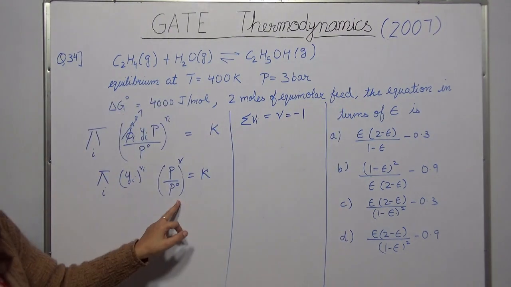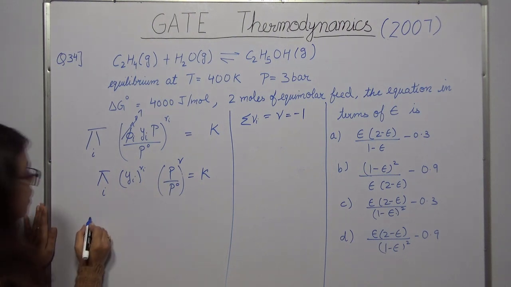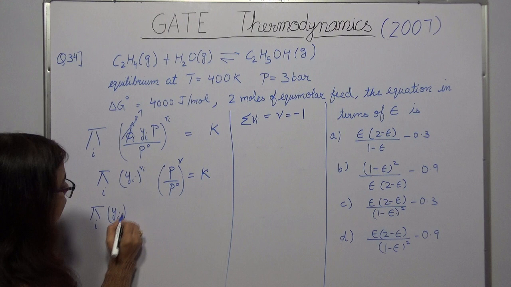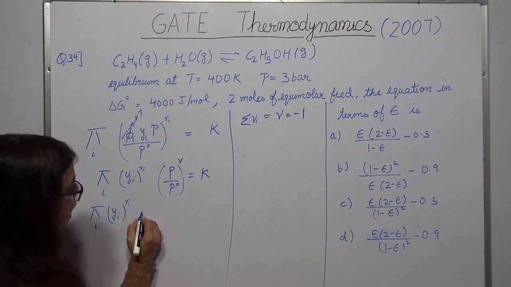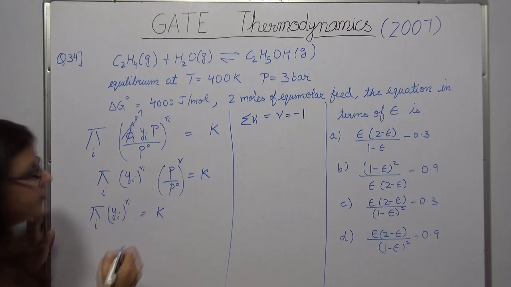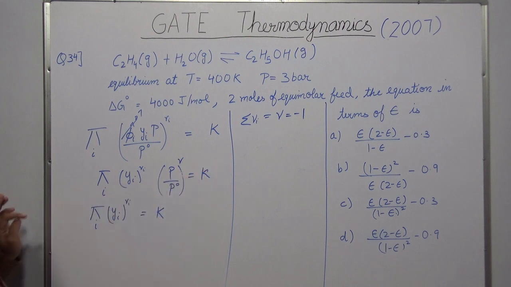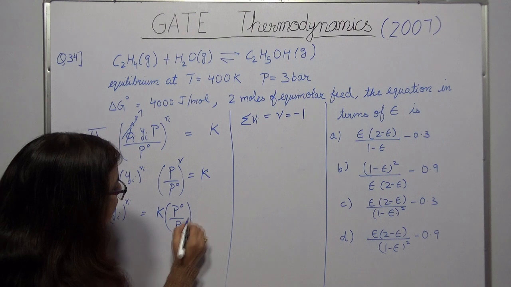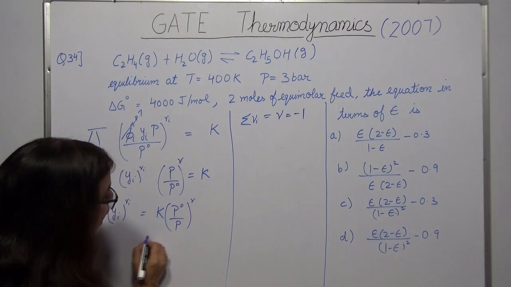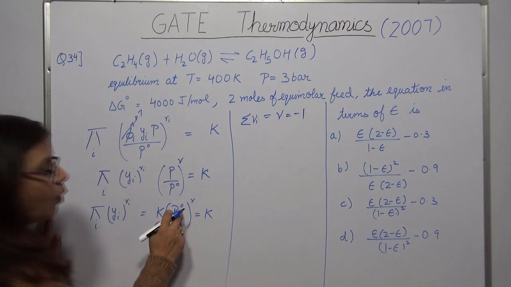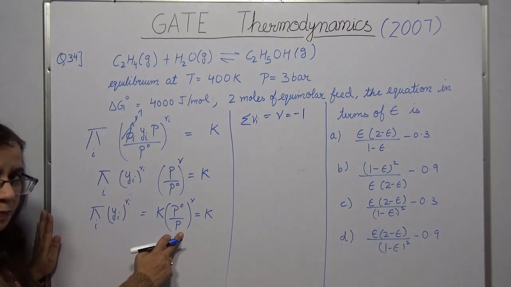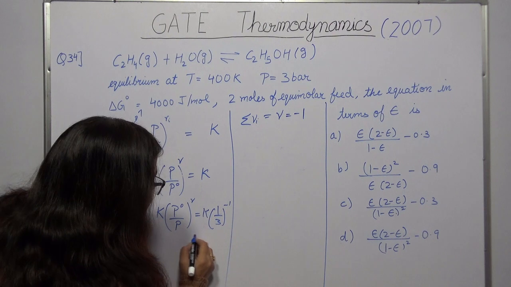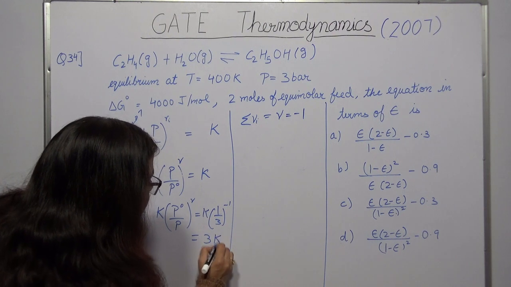Fine. So that means now I will further simplify the equation. So product over all I, yi raised to nu I, that is equal to k times, now I will take it on the other side. So it will be P naught upon P raised to nu, and that will become k times, what is P naught? 1, and what is P? That is 3. 1 by 3 raised to -1, so I can write it as 3k.